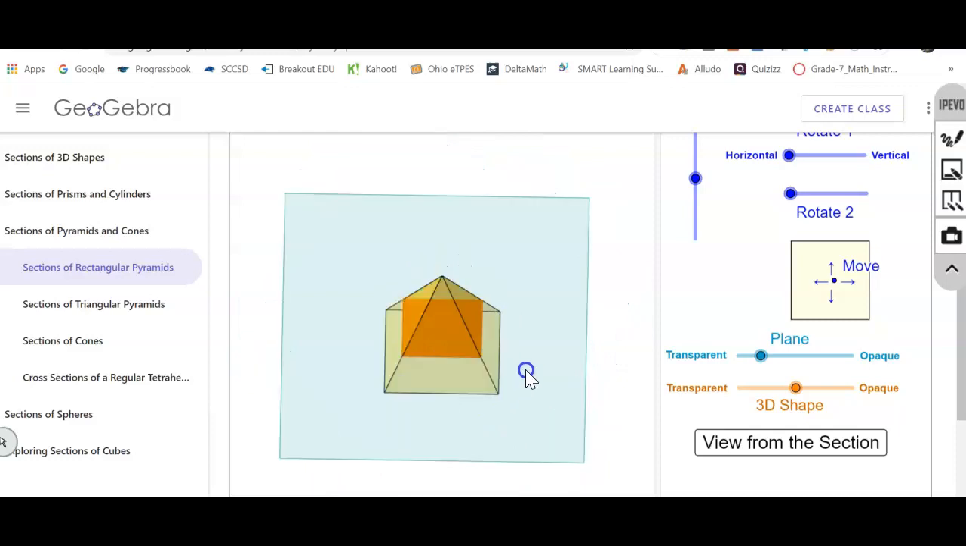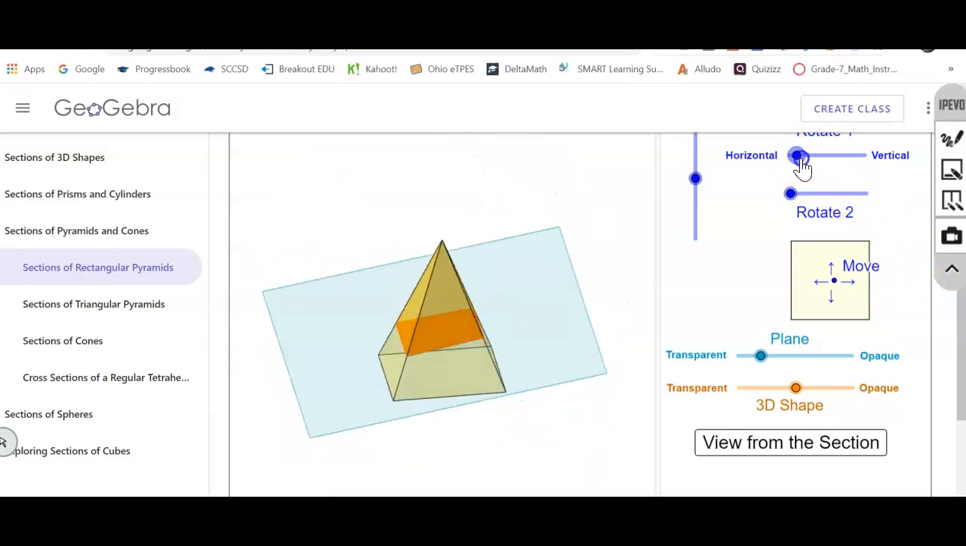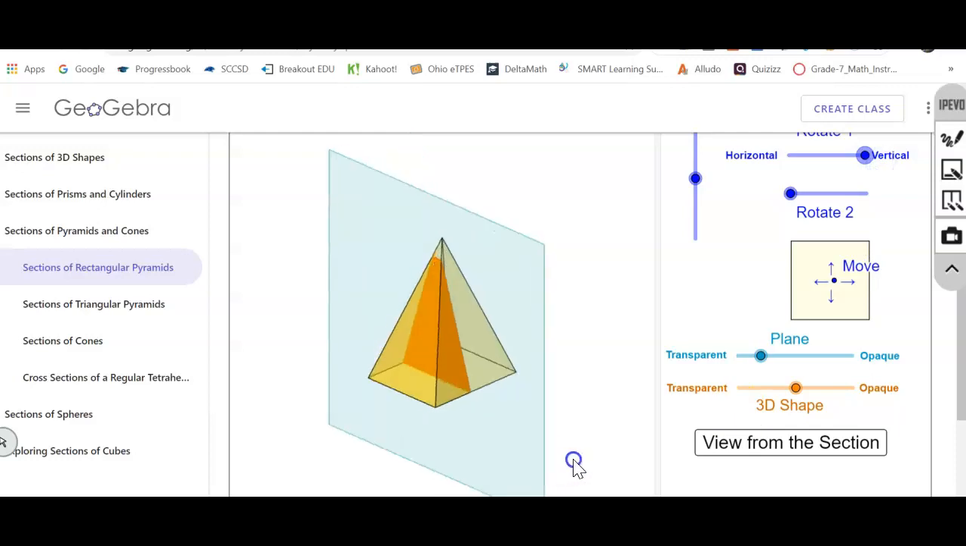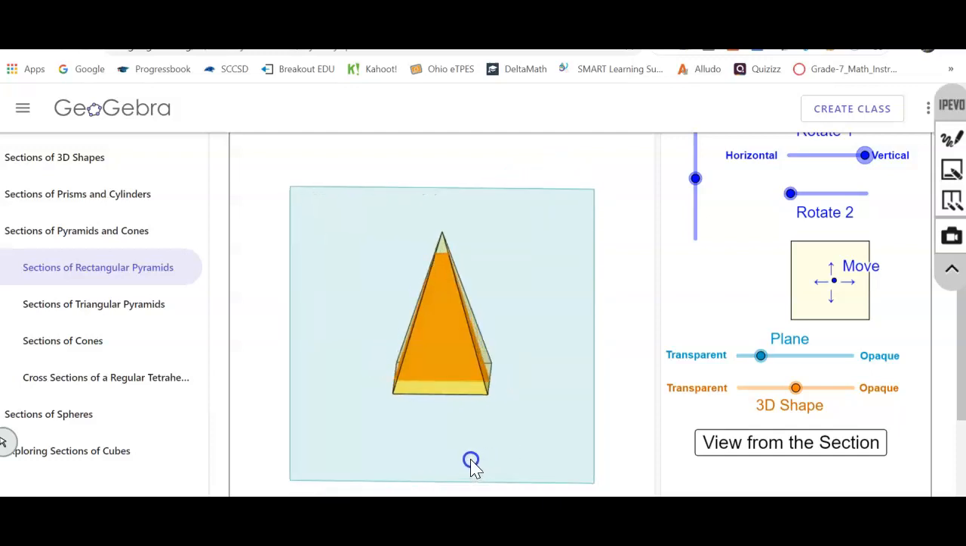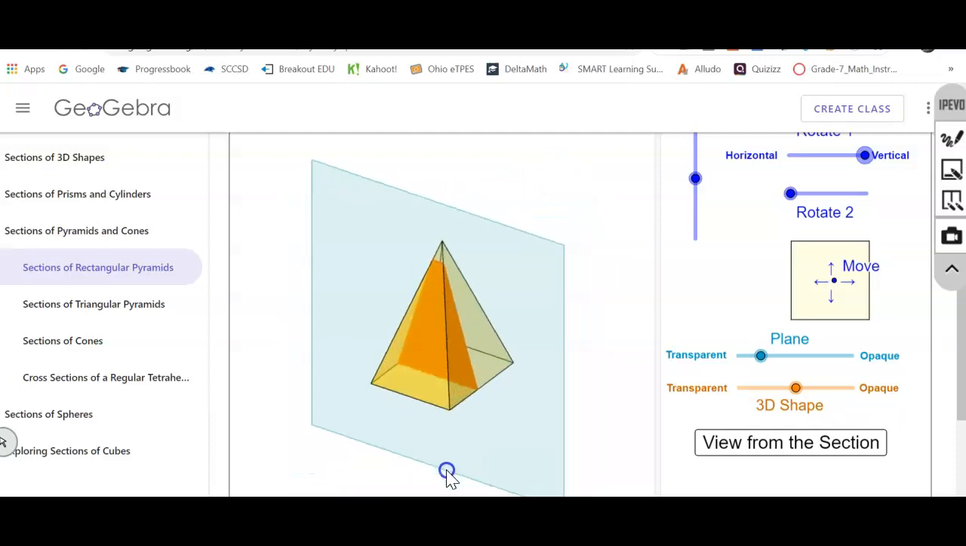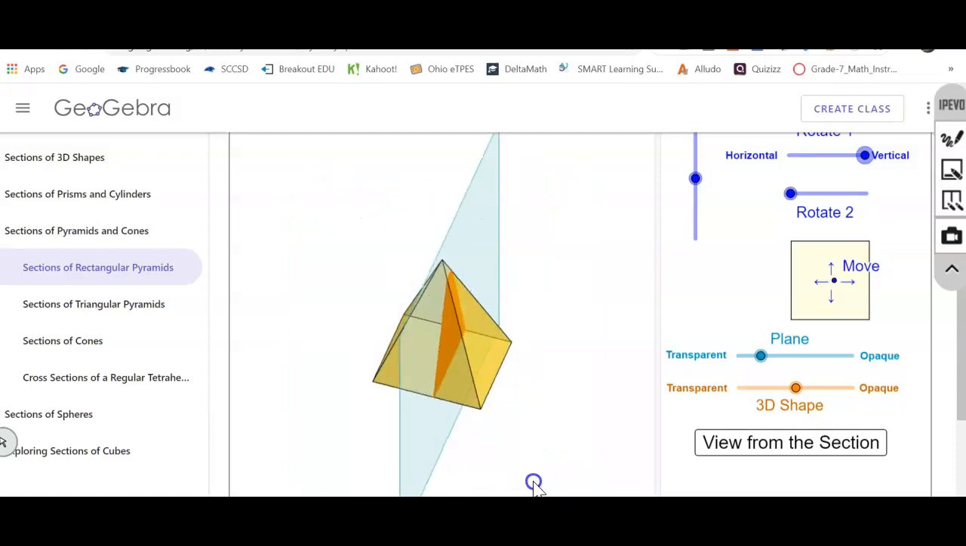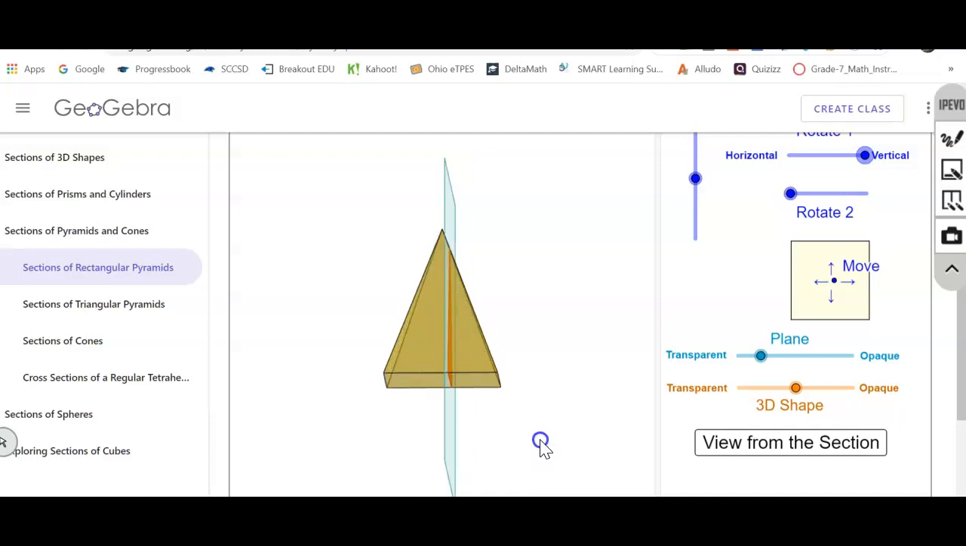Okay. What if I go vertically? Look at mine. What shape did I get from my vertical slice? It's a trapezoid. Look, why is it a trapezoid, not a triangle? Because if you look right here, I don't have it going right through that apex, the peak, do I? So now if I slide it over, now what is my cross section? Now it's a triangle.